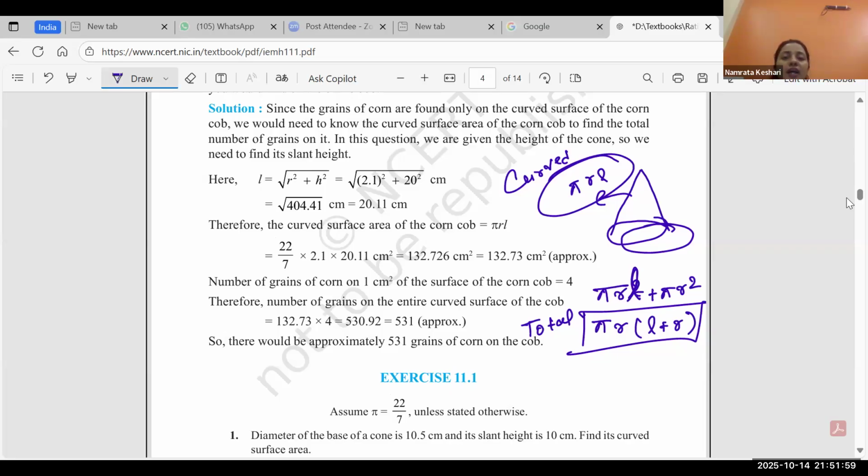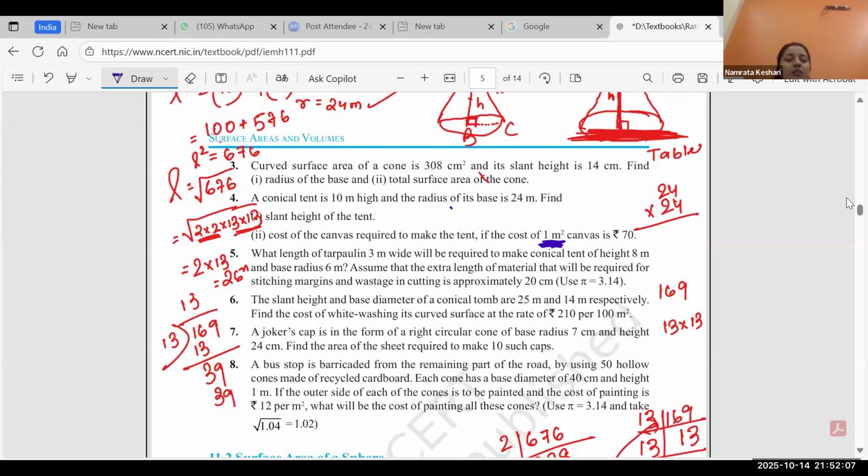So if area we have to find, then which area, curved or total? So read the statement carefully. It says that cost of canvas required to make the tent. Just suppose, okay, just at your home you are having a tent house. Okay, you have made a tent house. So the tent house looks like this, right?